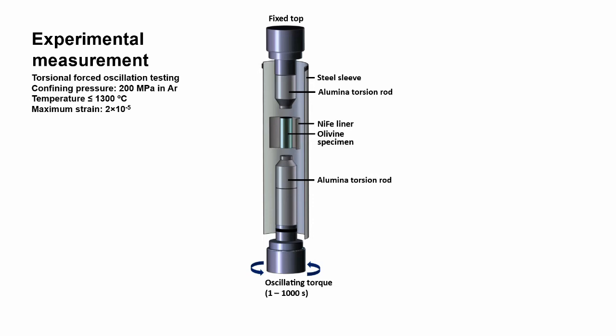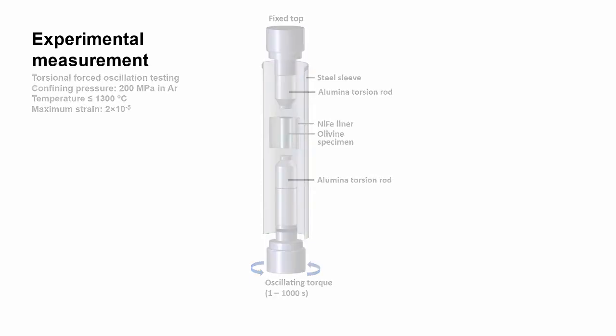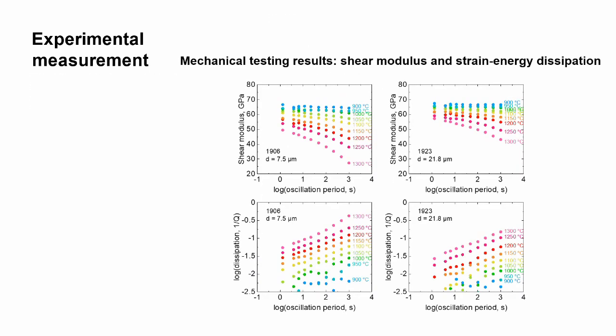Comparing the raw data with the torsional displacements of a reference assembly containing a sapphire control specimen, we obtain the shear modulus and strain energy dissipation of the olivine sample within a broad seismic period band. We have tested two samples with grain sizes of 7.5 micron and 21.8 micron. The grain sizes of the tested samples were determined accurately by EBSD mapping. Here are the experimental results.